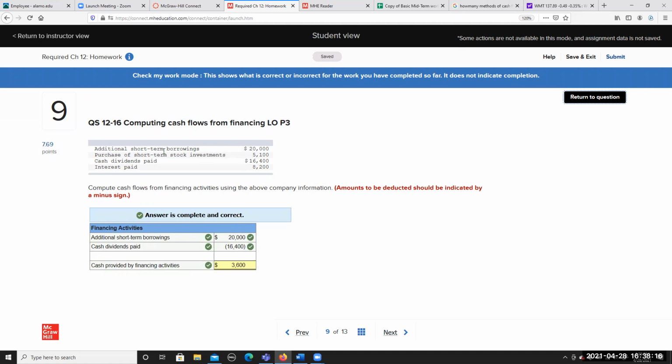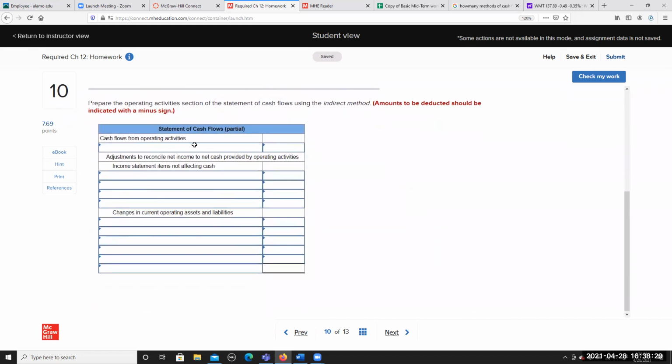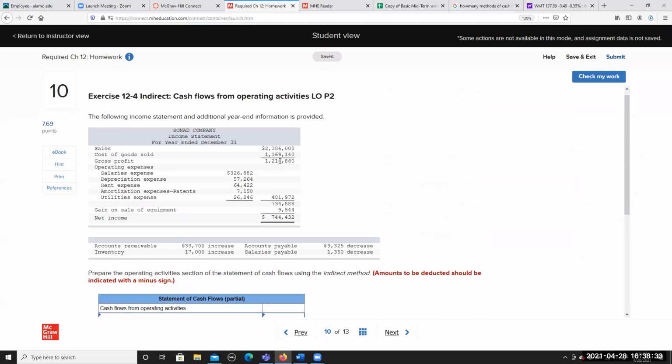Now, so where do investments go? Investments go in the investing section. They don't go into financing. And the interest paid on your debt goes up in operations. All right. Now, again, here's an operating activity. So you've done several of those.